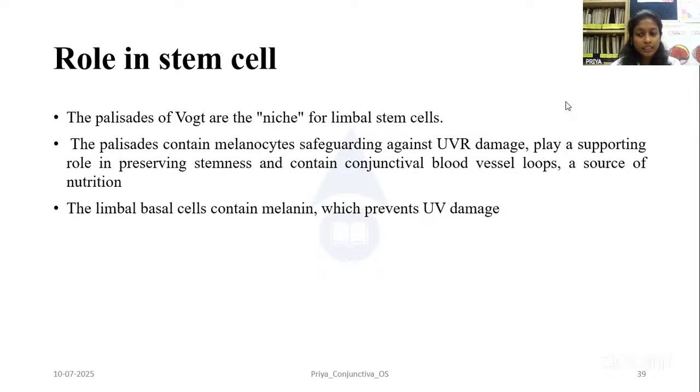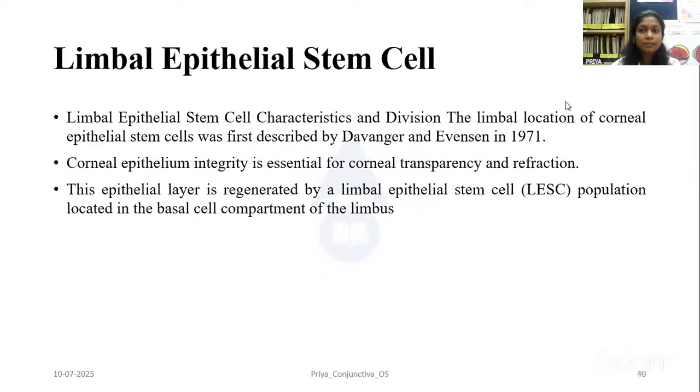Role in stem cell. The palisades of Vogt house limbal epithelial stem cells responsible for corneal epithelial turnover. Damage to this zone impairs corneal healing. Limbal epithelial stem cells proliferate and divide at the limbal location. Corneal epithelium stem cells were first described by Dunbar and Evenson in 1971. Corneal epithelium integrity is essential for corneal transparency and refraction.